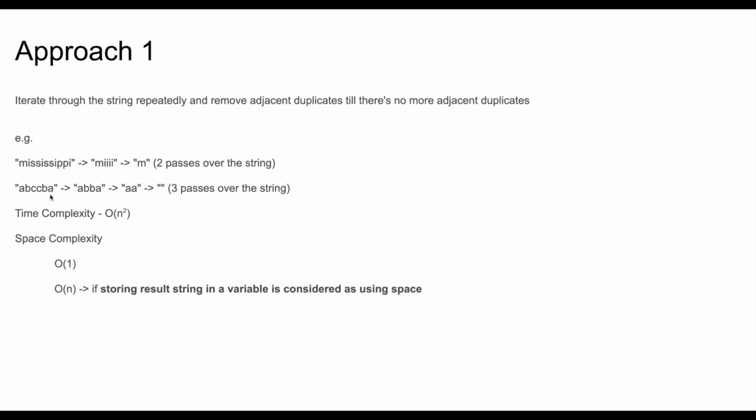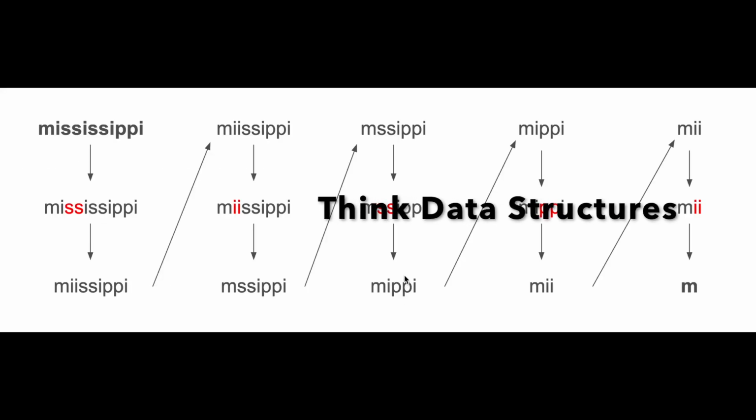So the time complexity is O of n square. One n for the length of the string and the other n for the number of iterations over the string. And the space complexity is O of 1 if we don't consider the extra variable that stores the resultant string as the extra space. But if you consider the extra variable that we have initialized to store the resultant string, then it will be O of n. Let's try to optimize our algorithm further.